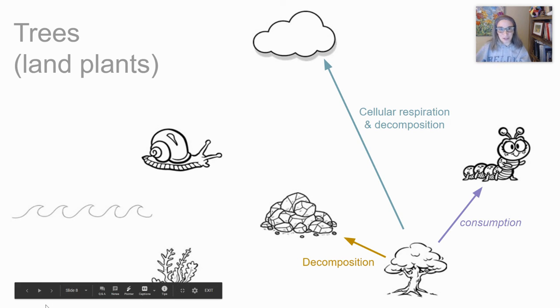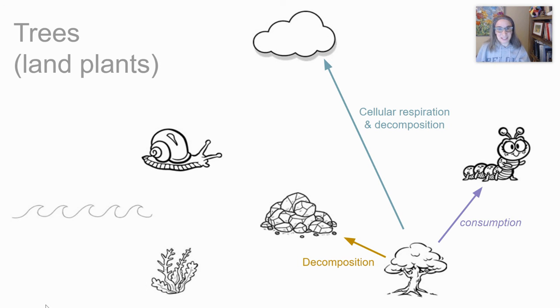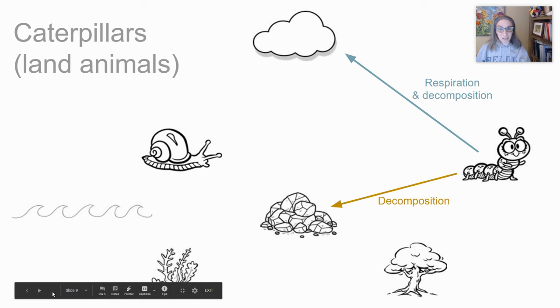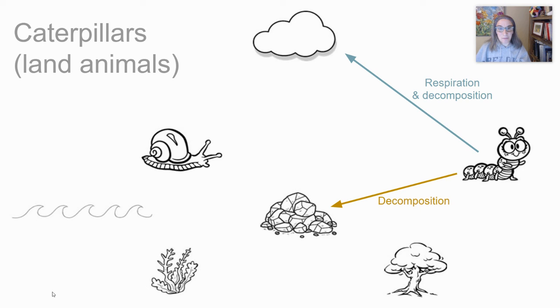Hopefully, as we're going through this, you see some commonalities in terms of the processes through which this carbon is distributed. And then finally, we've got the caterpillars. That represents all of the animals on the land. And the land animals give off carbon in two different ways, both through respiration and decomposition.